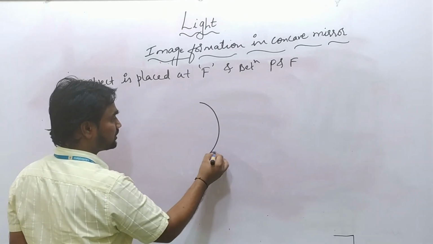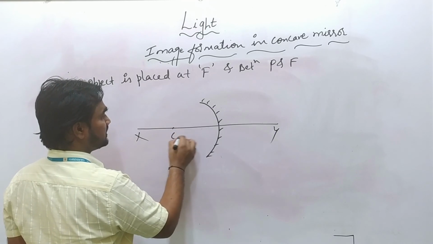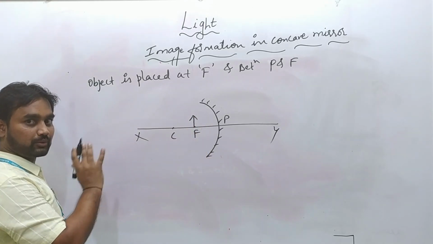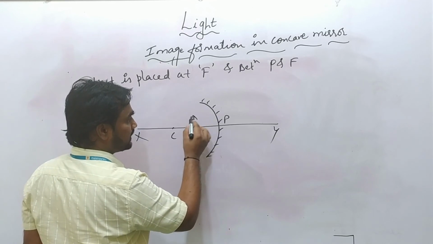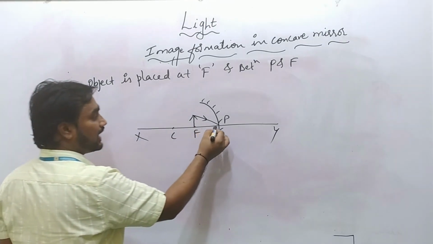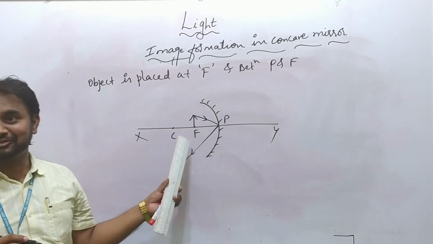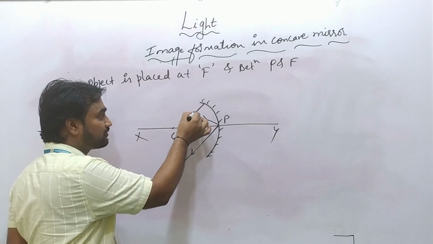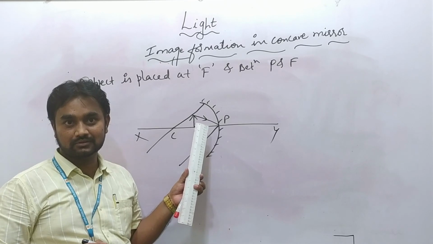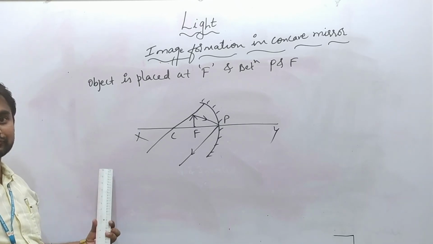What do you have to do? Again, draw the concave mirror and draw the principal axis. Take point C, take point F, and then P. When you place the object here at F, roughly I am showing, one ray will be falling at the pole, and it should be reflected back, obeying the second law of reflection. And one more you can take passing through the center of curvature. When it is passing through the center of curvature, you find that the reflected rays are parallel. They won't be meeting, but we assume that they are going to meet on the same side, that is in front of the mirror, at infinity.